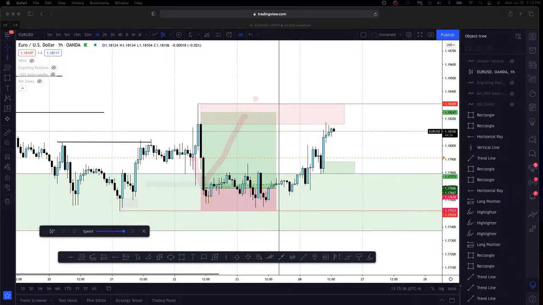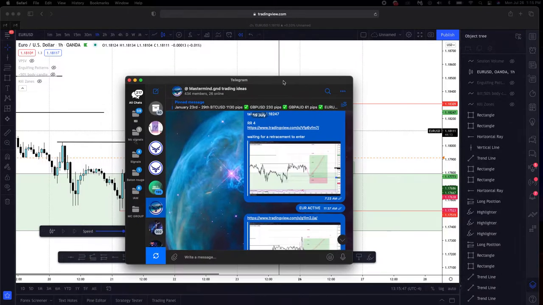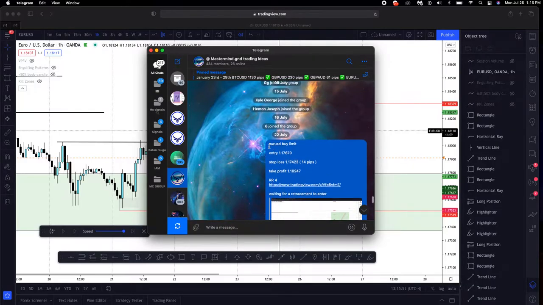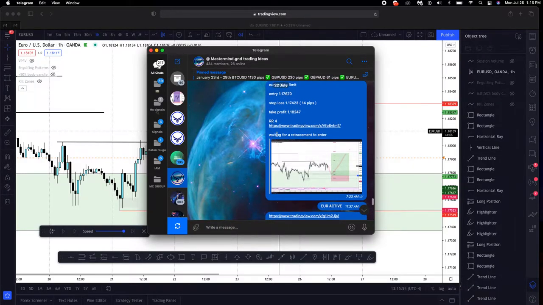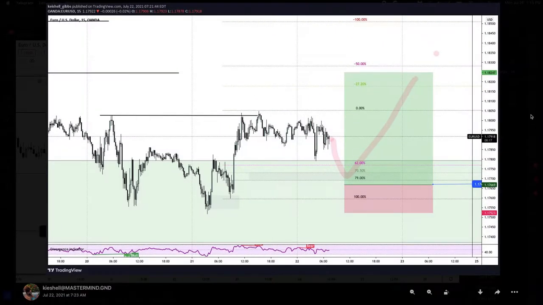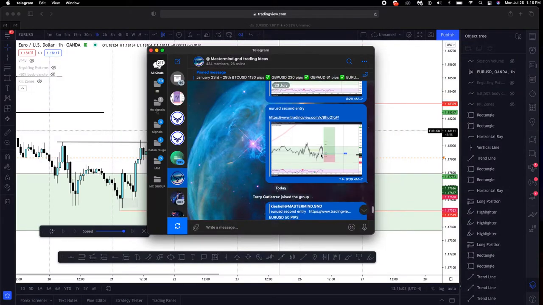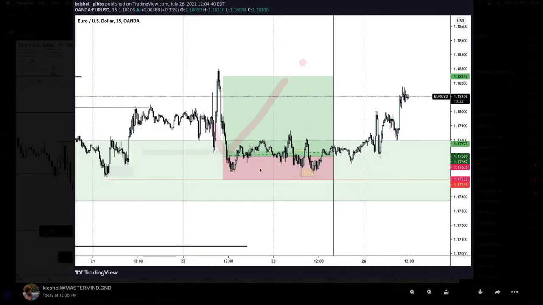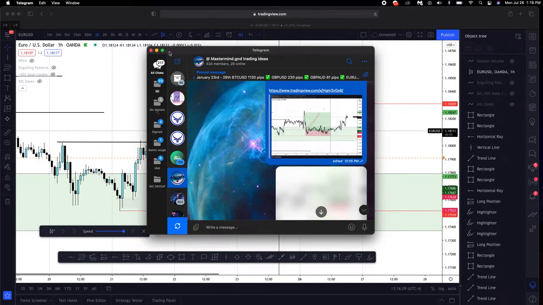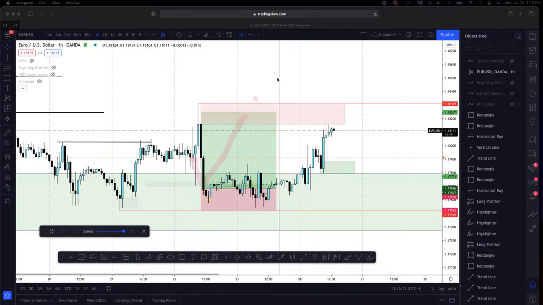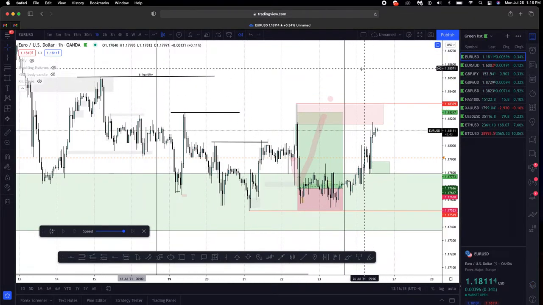Let me see, where was this trade? Let me pull that up on Telegram real quick. Right, so as you can see right here, buy limit EURUSD, waiting for the retracement to enter. This was before EURUSD active, and then today the results. Same exact trade. So let's go ahead and analyze EURUSD presently.